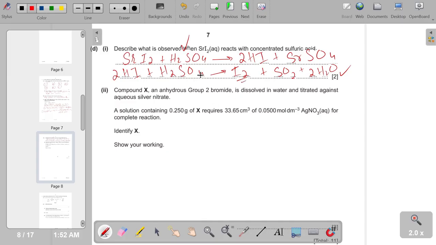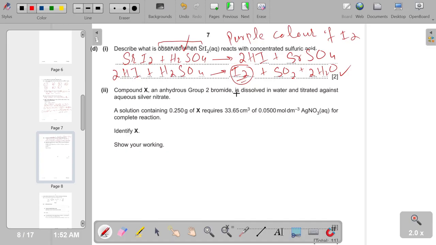Here you can see you are getting iodine. So what is the color of iodine? You need to write it in the observation. Something like, when you react them, the purple color of iodine will form. You can notice the purple color. It is your observation.